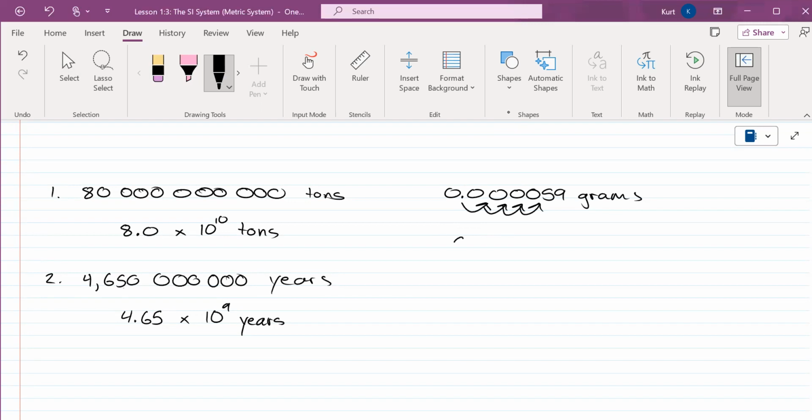5.9 times 10 to the negative 5th. Better. 5.9 times 10 to the negative 5th, what? Madeline? Grams. So she chose 5 because she moved the decimal 5 times. How do you know to move it 5 times? Your final answer must be a number between 1 and 10. She initially said 0.59. That's not between 1 and 10. So she fixed it and got 5.9. The reason the number is negative is because she's shifting the number to the right.